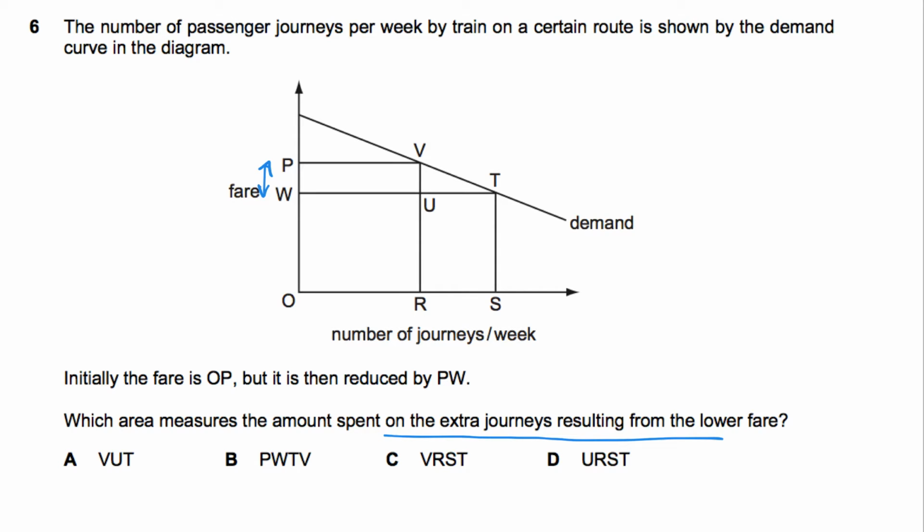From the lower fares, where the price has gone down, the quantity has gone up by RS. Quantity demanded is going up by RS. These are the new journeys, and because for these new journeys you're only paying OW, revenue, or price times quantity spent on this one, would be this region. Change in quantity is RS, and the price is OW. So UTRS or URST will be the right answer for this question.